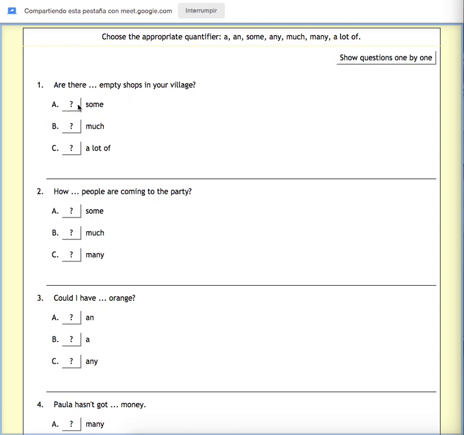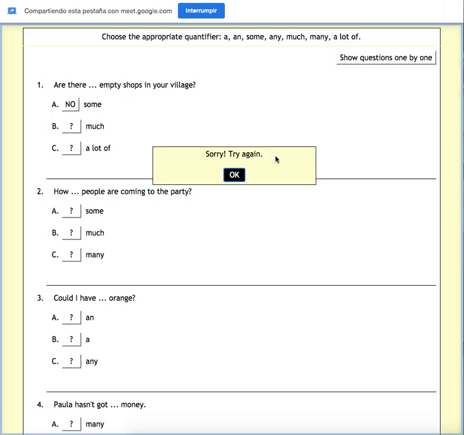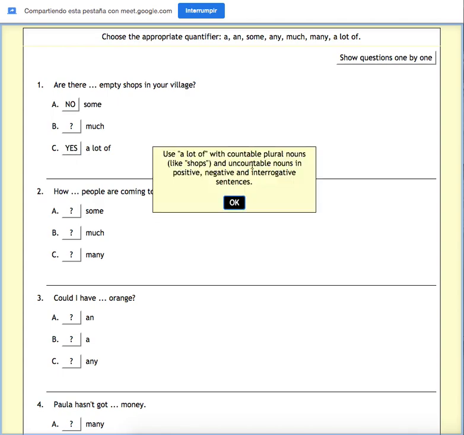Some. Let's check. Believe in yourself. In this case, it is not some. Why not? It is a question, so look at this. How can you do it? No, it's some. Try another one, Anna. A lot of? Yes, it's a lot of. ¿Por qué? Look at this.